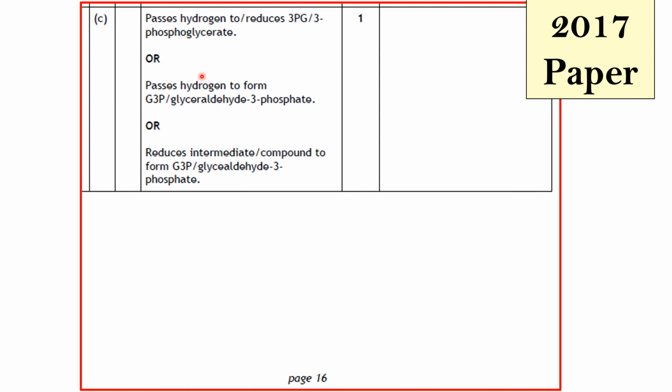And then finally C, so passes hydrogen to 3-phosphoglycerate, or passes hydrogen to form G3P. Either one of those would probably be what you would go for.